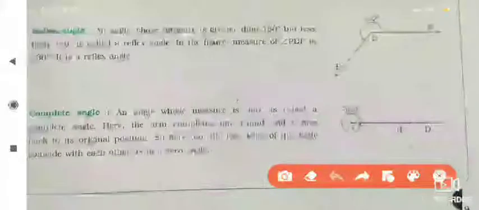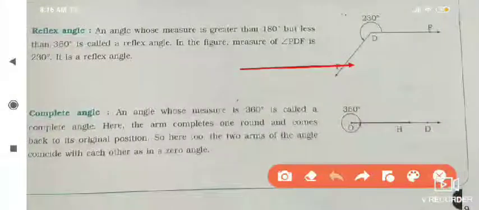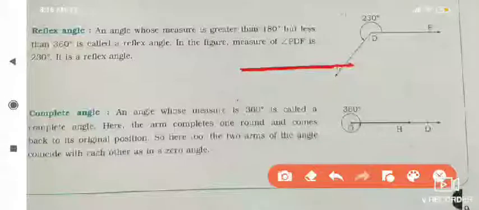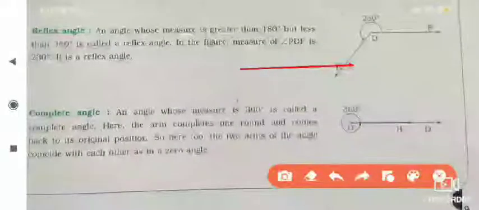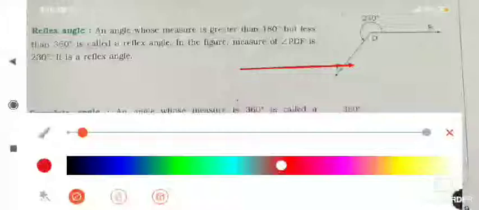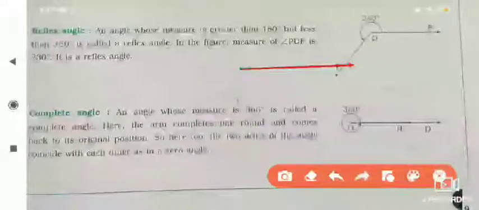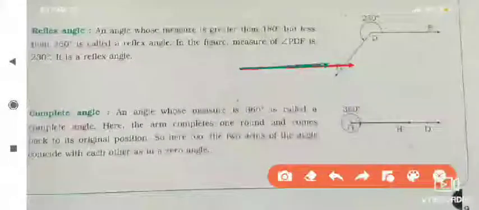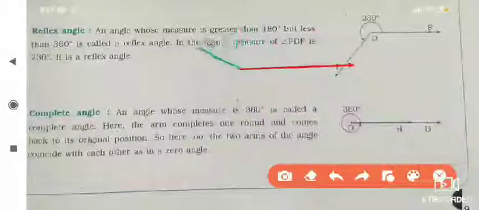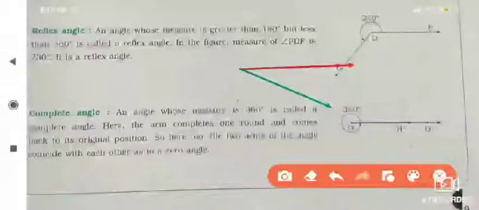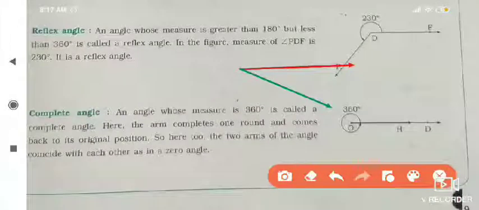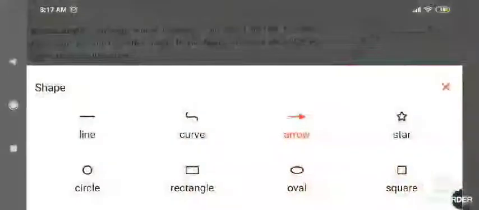So here I will show you, this is the first arm of an angle, and this is the other arm. When the reflex angle forms, one arm just rotates. I will take another color for better understanding. So here it is, the other arm of the angle. When it rotates completely, it moves from here to here. Just see in the picture how it rotated, and if it comes anywhere here, then this angle is called a reflex angle.